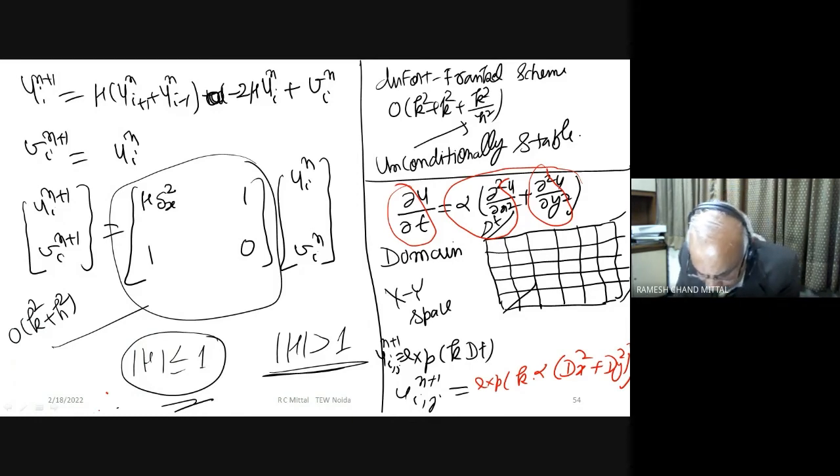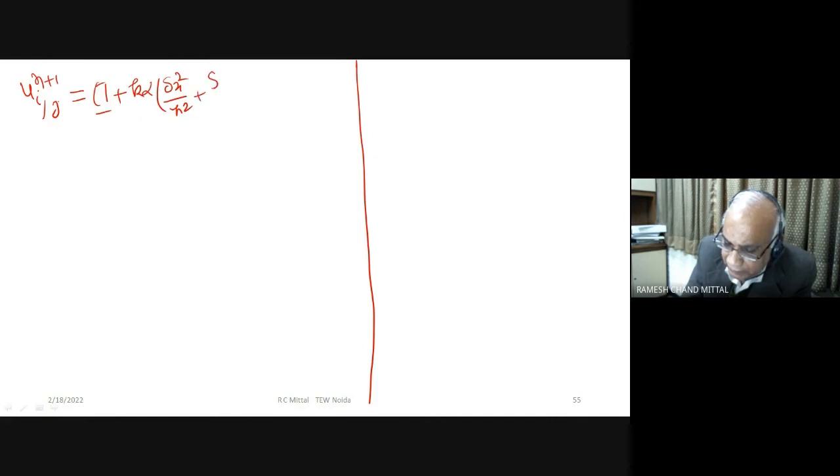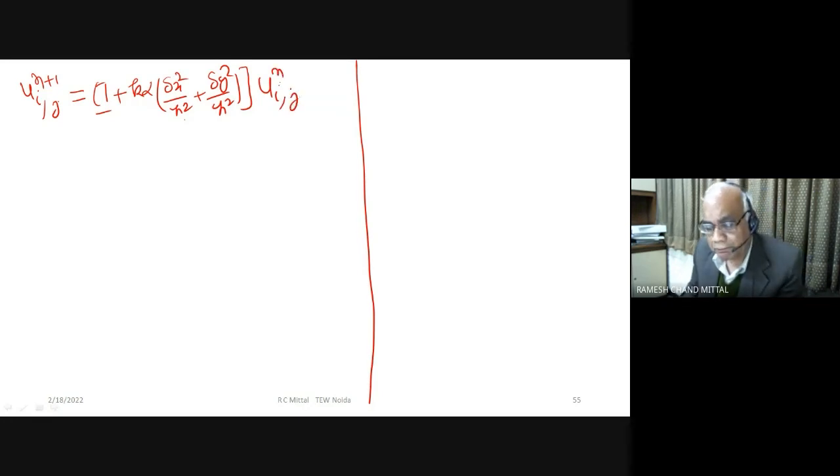Now, if I take another thing, then I have u_ij^{n+1} equal to, if I retain it as it is, 1 plus k delta t, and delta t is replaced by alpha. So alpha comes here, then this I can write with h square, and this with delta y² over h square. If you have different sizes, then h1 square, h2 square, and I get this u_ij^n. This is my approximation.